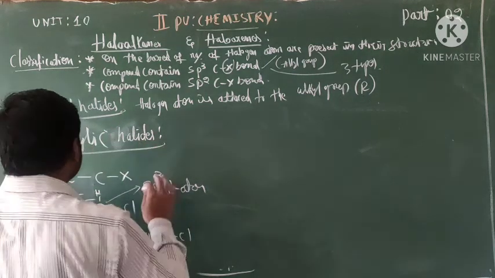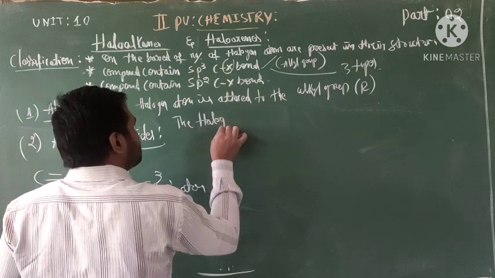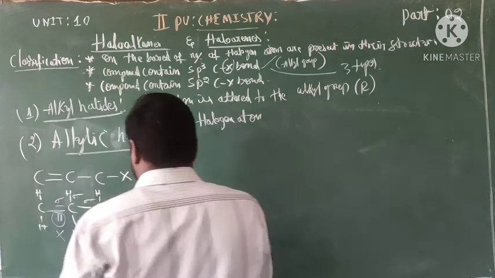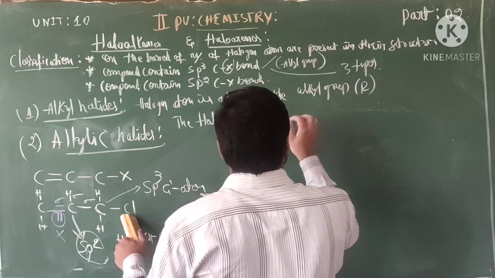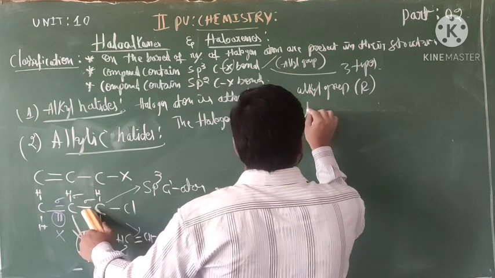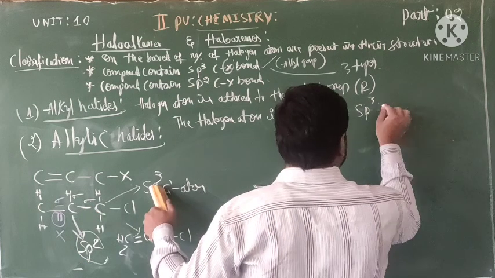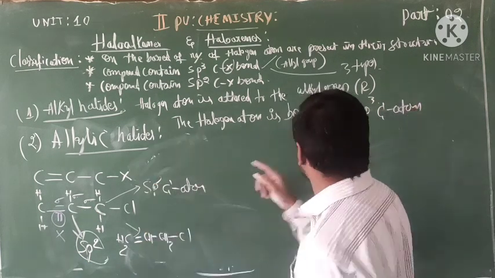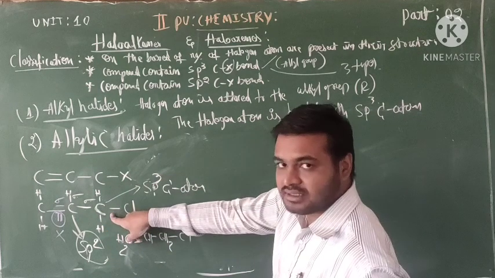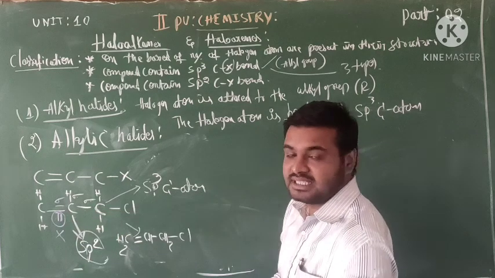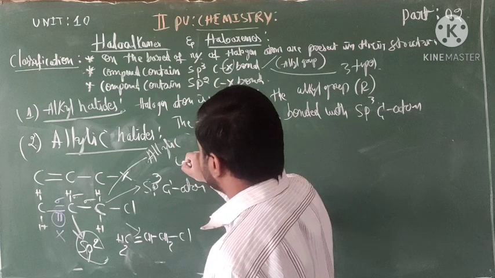So now we go to the definition of allylic halide. The halogen atom, just concentrate on this one, the halogen atom is bonded with the sp3 carbon atom. Here, the sp3 carbon atom. This sp3 carbon atom is bonded with an sp2 carbon atom, and it is called what? Another name is allylic carbon atom.